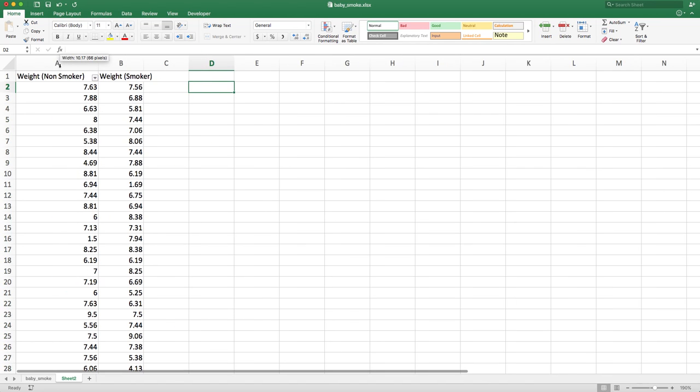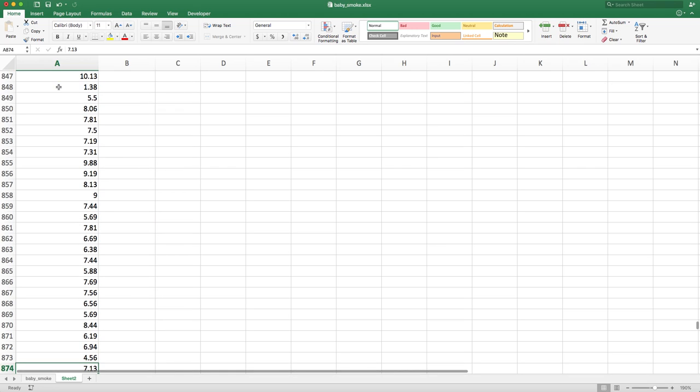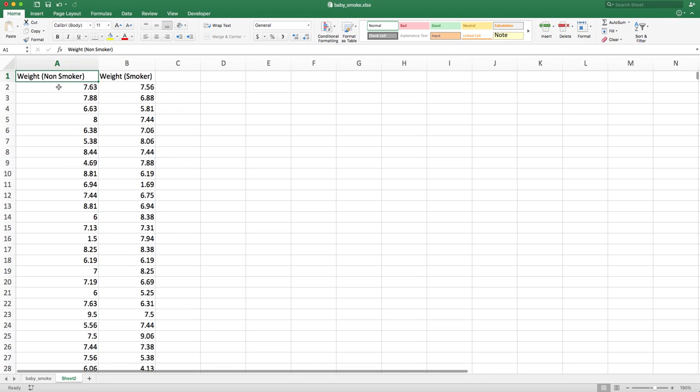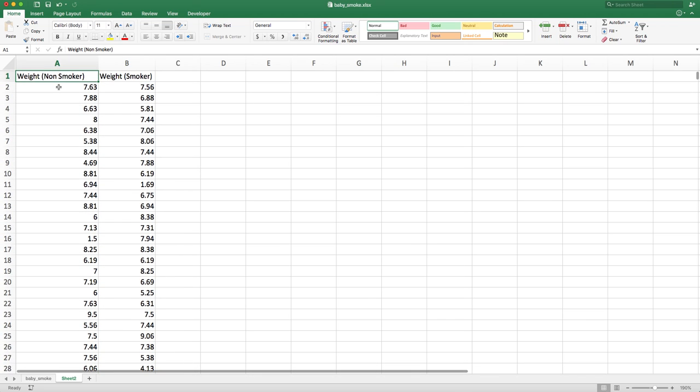Okay, so now I finally have my data wrangled into such a form that I can actually look at it, and I'm looking at just the data that I want. I have the weight of the babies from non-smoking mothers. There are 874 of those. And the weight from the smoking mothers, there are only 127 of those.